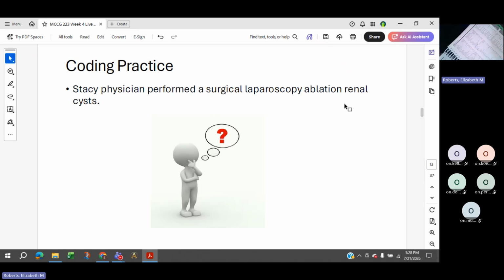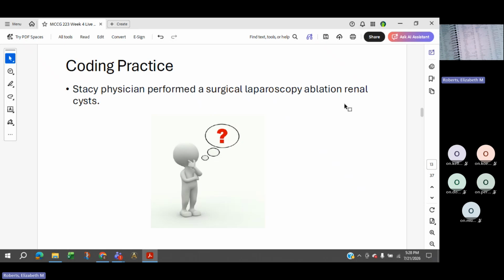It's actually the first page of the index, and it is ablation of what? Renal cyst. Oh, it's actually in there under renal cyst, on page 1095. I was going to look up ablation, comma, cyst, comma, renal, but if you go to ablation, there is no cyst. So you'd have to go to renal cyst, which is right there on page 1095, and it's going to lead you to one option, 50541.